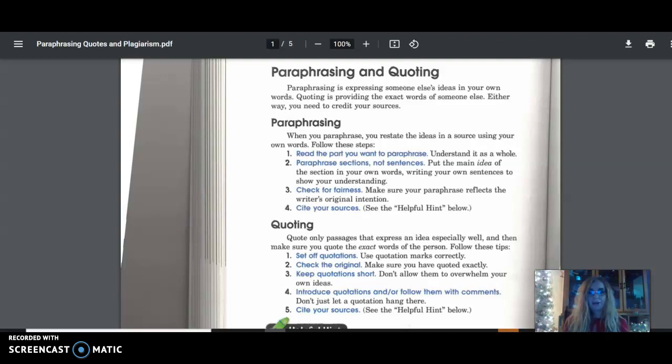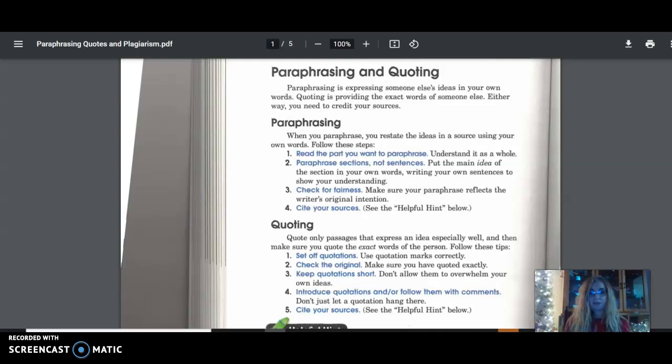Paraphrasing and quoting. Paraphrasing is expressing someone else's ideas in your own words. Quoting is providing the exact words of someone else. Either way, you need to credit your sources. Paraphrasing. When you paraphrase, you restate the ideas in a source using your own words. And we have some steps to follow here.